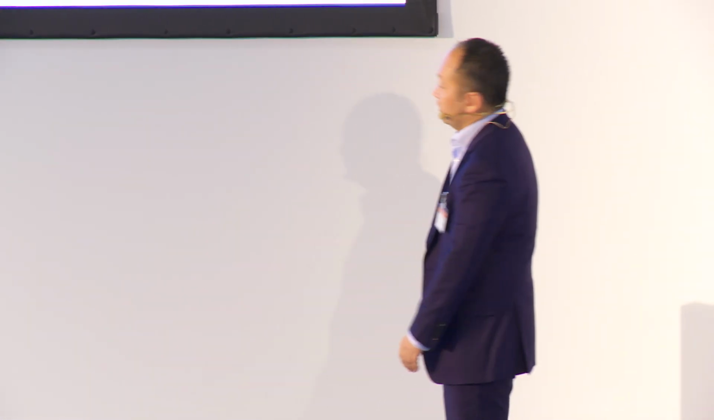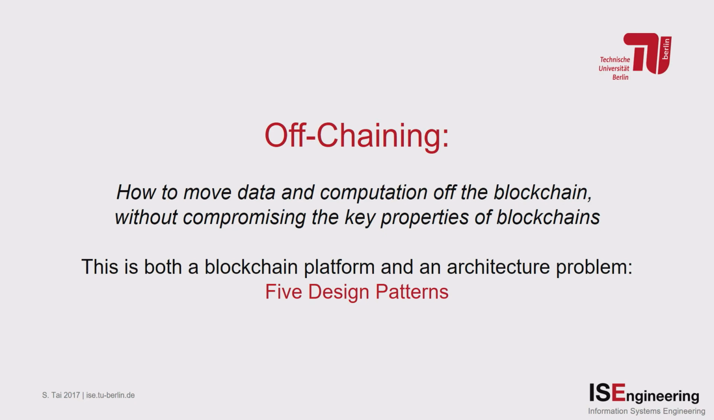So, looking at the time, I'd like to talk a bit about off-chaining, how to move computation and data off the blockchain without compromising the properties that are introduced with blockchains in the first place. And this is both a platform and an architecture problem. If the platform does not take care of this, then you need to take care of it in the architecture.